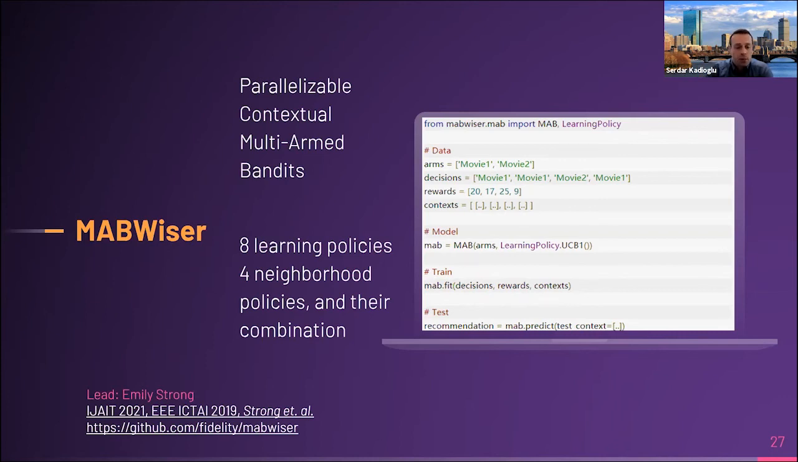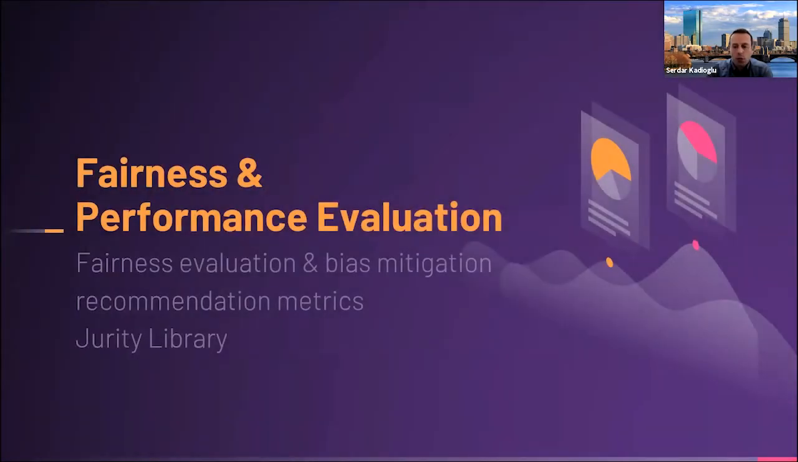There are many more examples on the GitHub repository if you want to check it out. And finally, what remains to be seen is how these algorithms perform in practice, both from a recommendation metrics perspective, as well as fairness evaluation and bias mitigation. And for that purpose, we're going to look at the Jurity library.